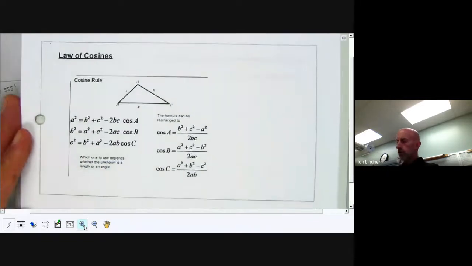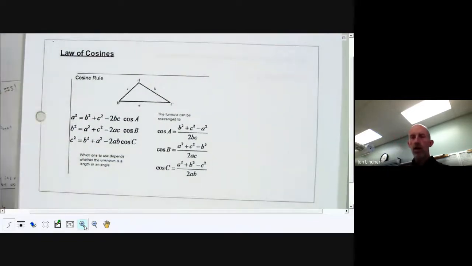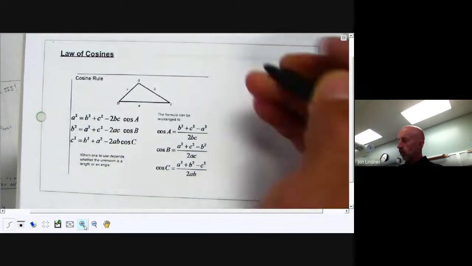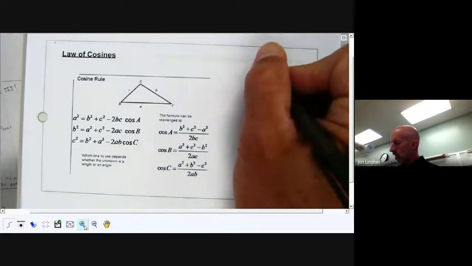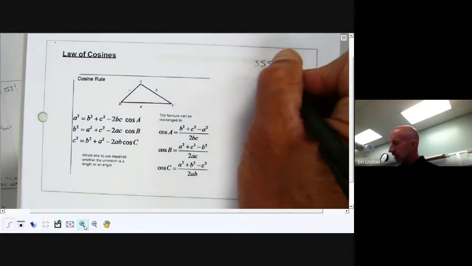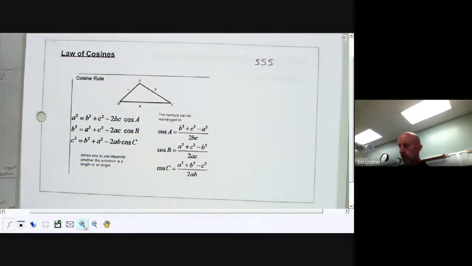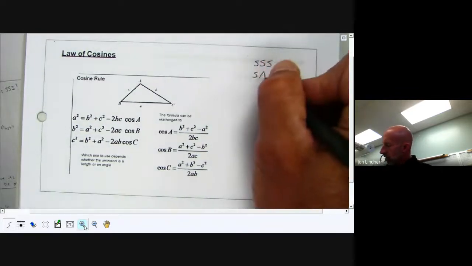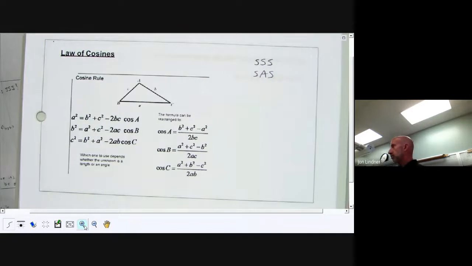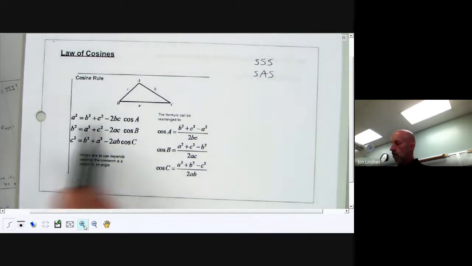So the law of cosines allows us to work with a couple of different situations. With the law of cosines, we're dealing with the situation where we have side, side, side. Okay, that's the first example that we're going to work with. Or we could have side, angle, side. All right. And here are the rules.